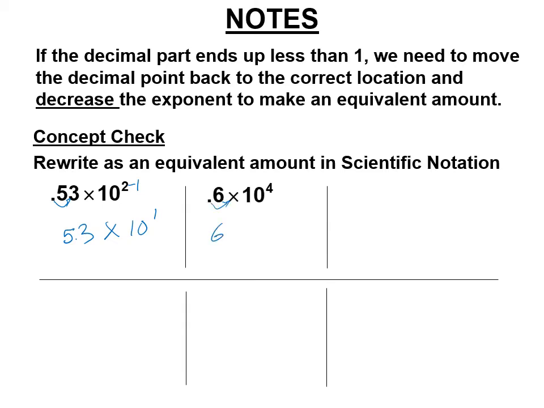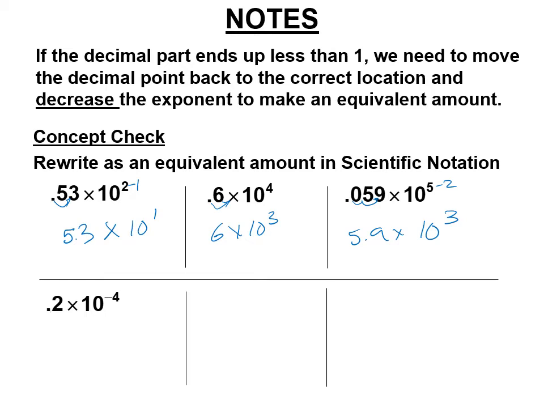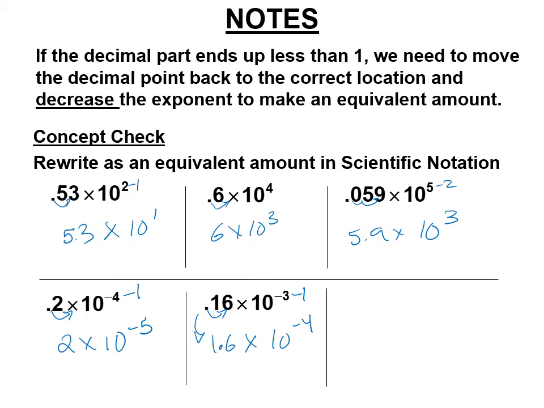This has to be 6 times 10 cubed. Now we have to move it twice. So this is 5.9, and we have to subtract 2 here. So 5.9 times 10 to the third. This is 2 times 10. Now we have to subtract 1, so 10 to the negative fifth. This is 1.6. We have to subtract 1, times 10 to the negative fourth, right? When you make it bigger, you make this smaller. We have to move this twice and get 7.41. So we have to move it down by 2, 10 to the negative fifth.